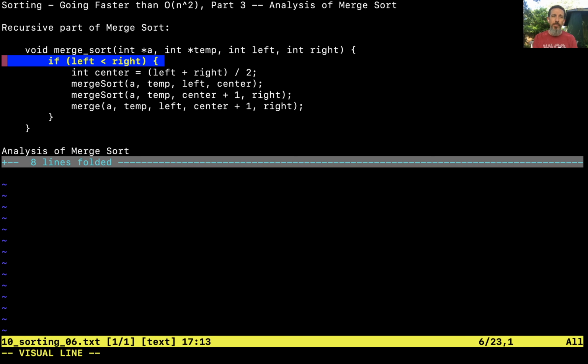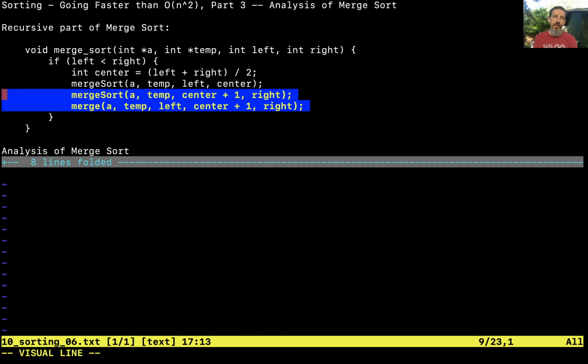We have our base case. If left and right are the same, or for some reason right is less than left, then we do nothing because we have an array that's length 1 or 0. But if the array is of length 2 or greater, then we do the recursive portion, which is we calculate the center, we merge sort the left portion, we merge sort the right portion, and then we merge those two portions together. And since these two calls are to the function itself, this is the recursive part.